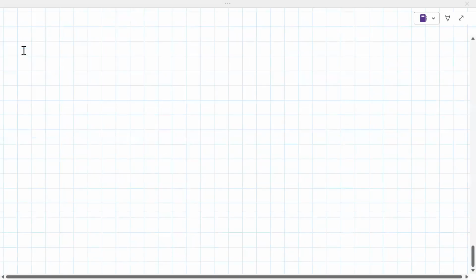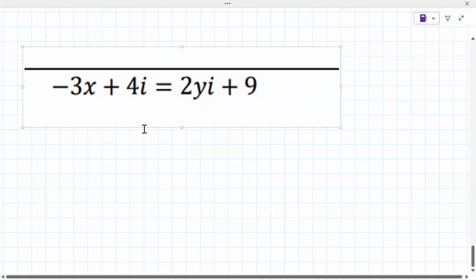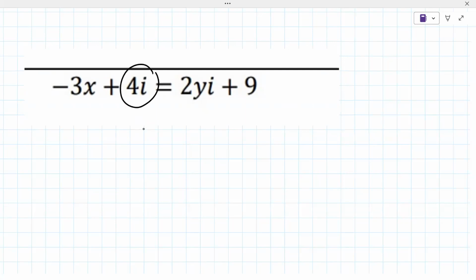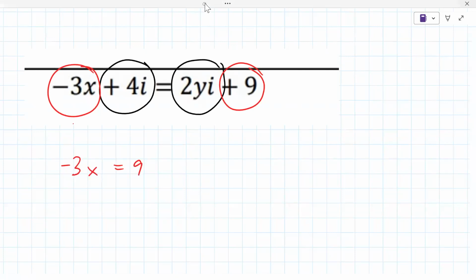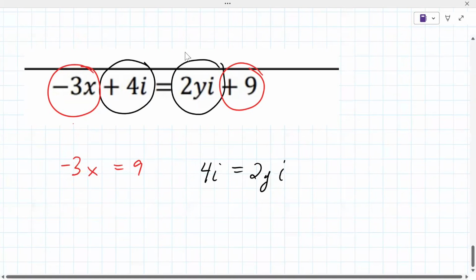You see this occasionally on standardized tests. So you set the part with the i equal to the i part, and then the non-i part equal to the non-i part. So 3x equals 9, real equals real, imaginary equals imaginary. And that's the pure definition. But in words, you just set the part that looks the same.